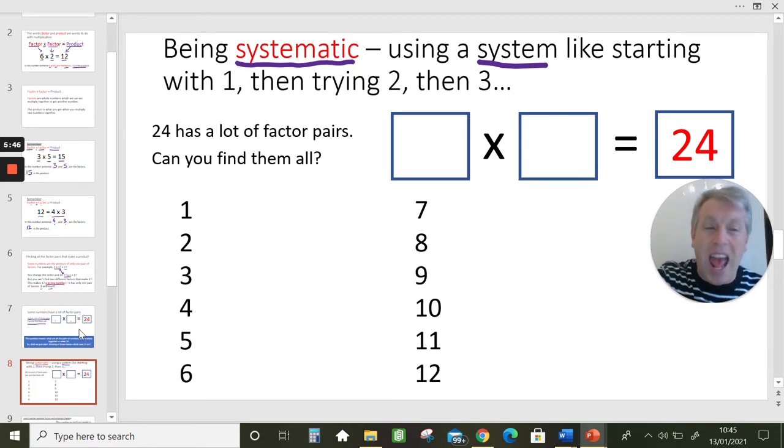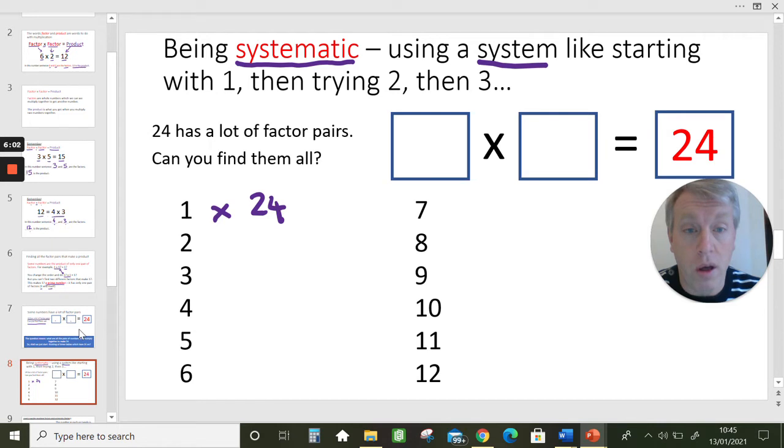Instead of just starting anywhere with any times table, let's start with the 1 times table. Now, every whole number is on the 1 times table. So 1 times 24 makes 24. We could put 1 and 24. Is 24 on the 2 times table? Yes. All the even numbers are on the 2's. 2 times 12. So 1 and 24 is a factor pair, and 2 and 12. Is 24 on the 3's? Yes, it is. 3 times 8.